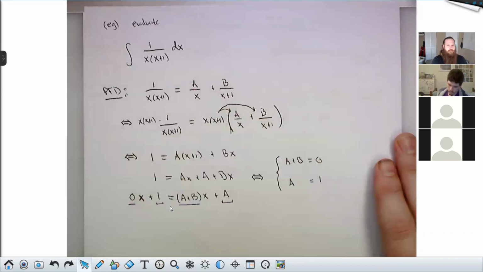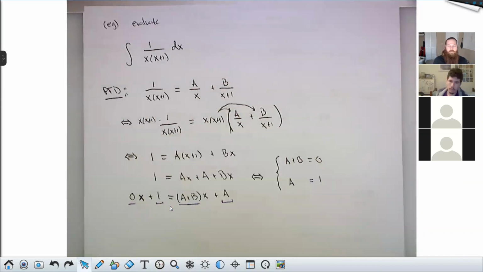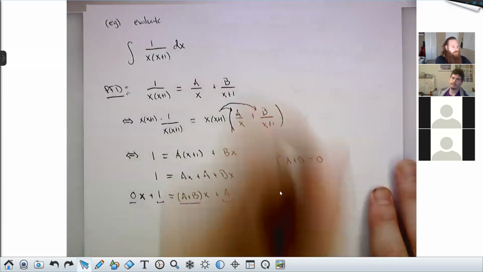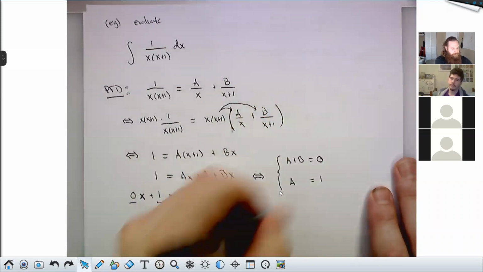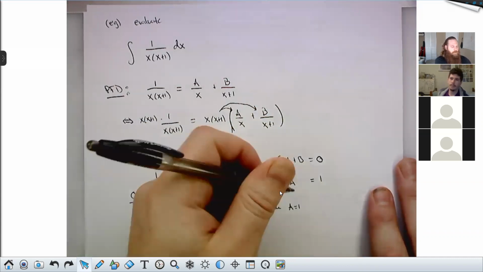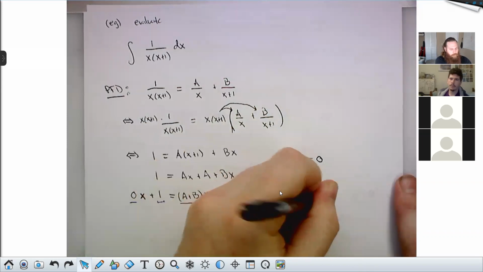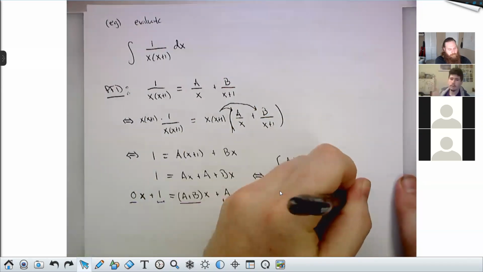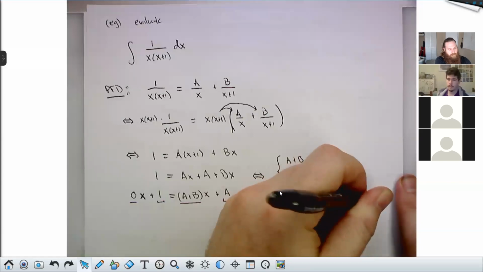Now, thankfully, this is a really silly 2x2 system. This is not a hard system to solve. A plus b equals 0 and a equals 1. Those are my two linear equations. Since a equals 1 by equation 2, we know that 1 plus b equals 0. So b has to be -1.